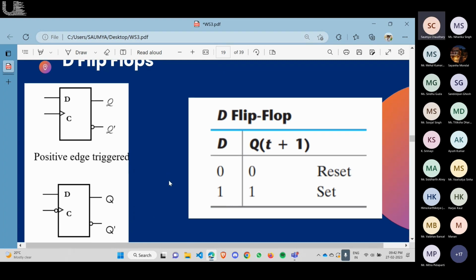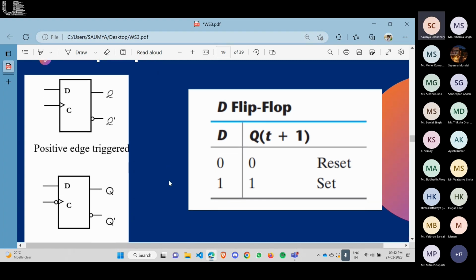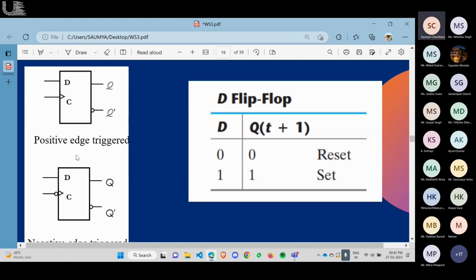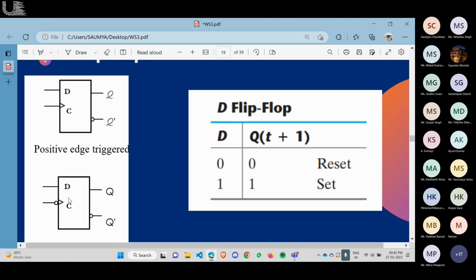Here it is, a D flip-flop, as we have seen with the D latch also. It can be positive edge triggered or negative edge triggered. When D is 0, the state will be reset, and when D is 1, it will be set, when the clock is going from 0 to 1 or 1 to 0, based on which type of flip-flop we are using, positive edge triggered or negative.